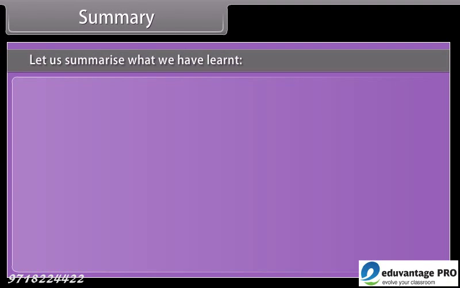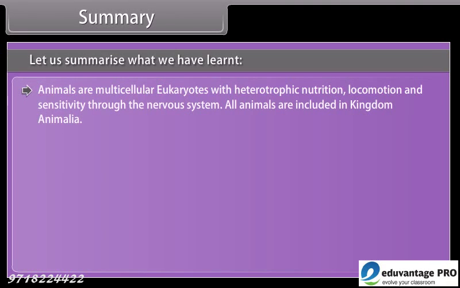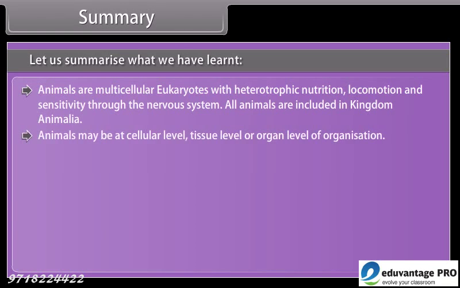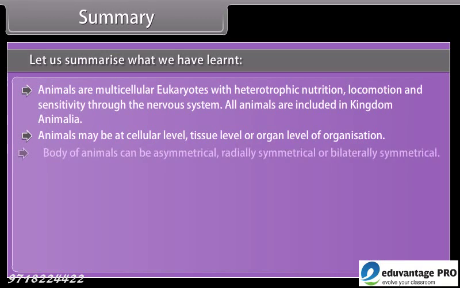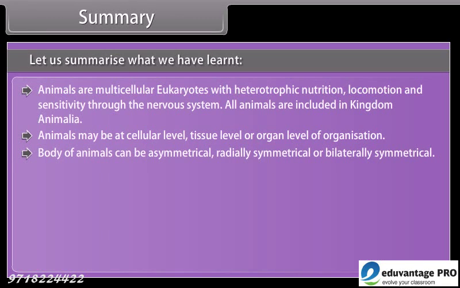Summary. Let us summarize what we have learned. Animals are multicellular eukaryotes with heterotrophic nutrition, locomotion, and sensitivity through the nervous system. All animals are included in kingdom Animalia. Animals may be at cellular level, tissue level, or organ level of organization. Body of animals can be asymmetrical, radially symmetrical, or bilaterally symmetrical.